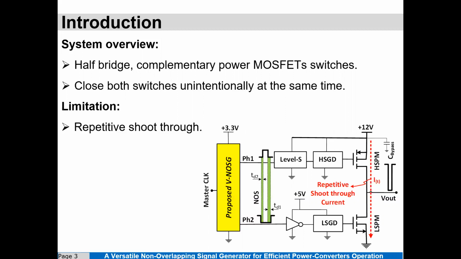This figure shows a simplified half-bridge tagged by important parameters. The proposed block receives the master clock from low-power processors and generates two proper signals, Phi1 and Phi2, to drive the high-side power MOSFET, HSPM, and the low-side one, LSPM. The half-bridge needs a level shifter, LevS, to translate the provided signals for HSPM, in addition to gate drivers for both high and low side, HSGT and LSGT.